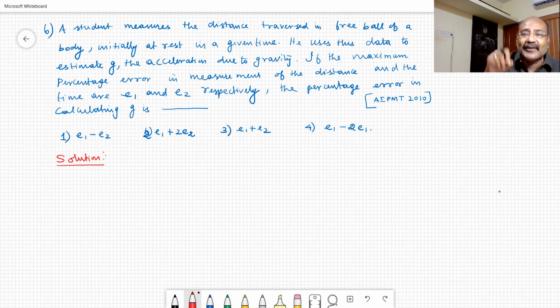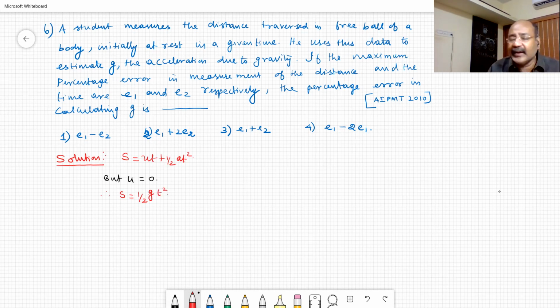So first of all, you have to calculate g. A student measures the distance traveled. The distance traveled can be calculated from the equations of motion, given by the formula S is equal to ut plus half at square. But it is given that initial velocity u is equal to 0. Therefore, what will happen to S? S will be half into, instead of a, since the body is falling freely, I can put g. So half into g into t square.